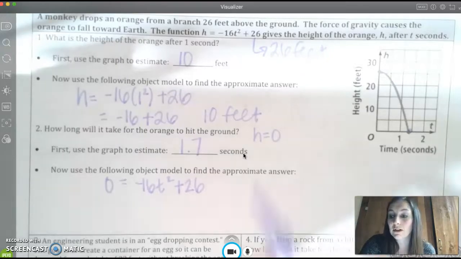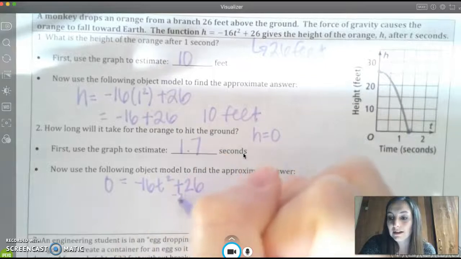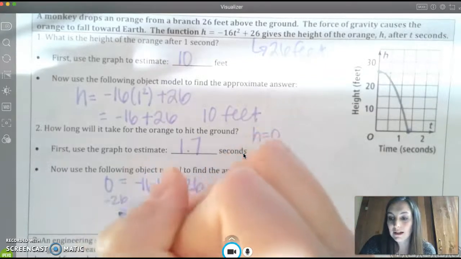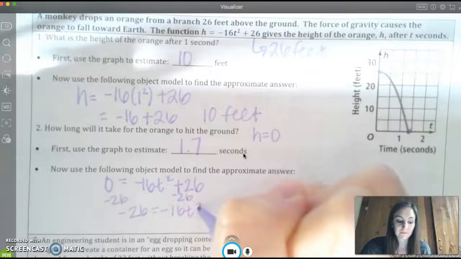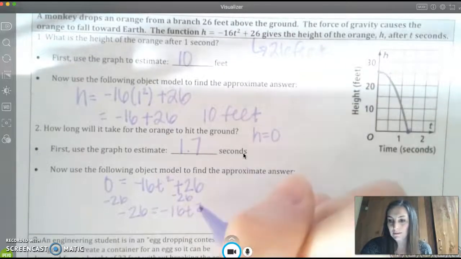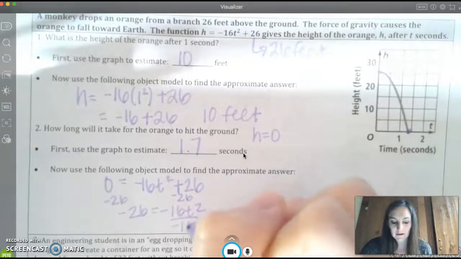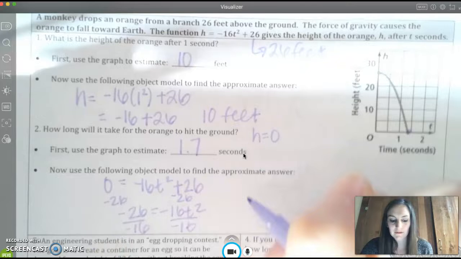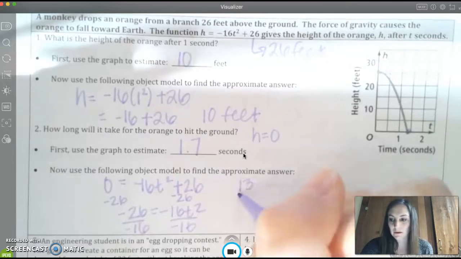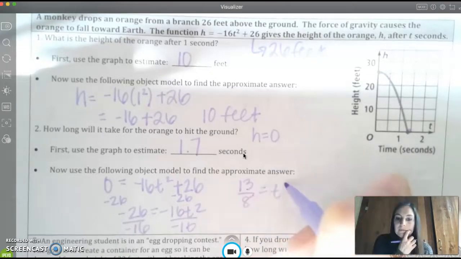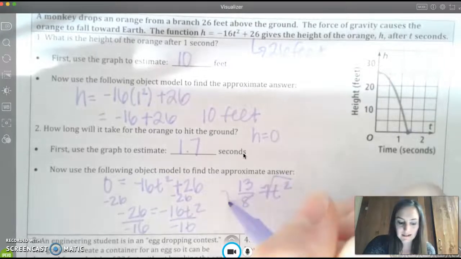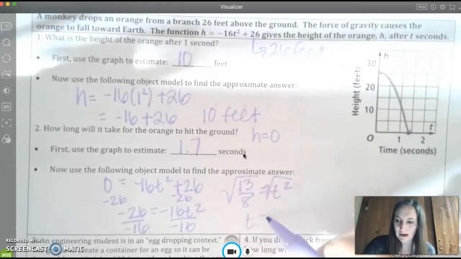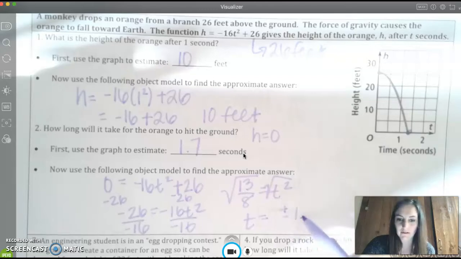So I'm going to subtract 26 from both sides. So I get negative 26 equals negative 16t squared. I divide both sides by negative 16, and that's going to simplify to 13 over 8 equals t squared. And I'm going to take the square root of both sides, and t equals plus or minus 1.275.